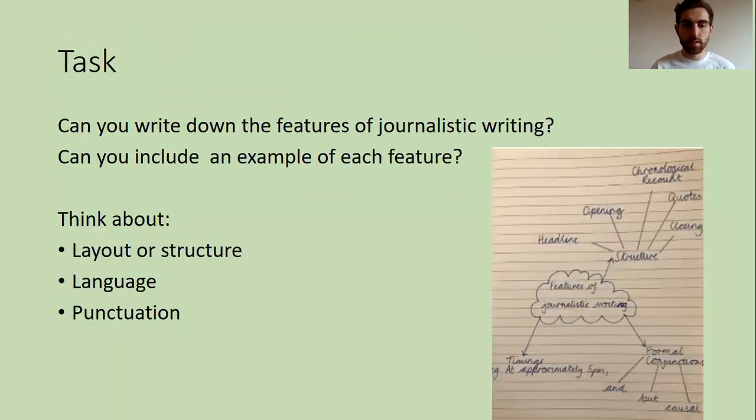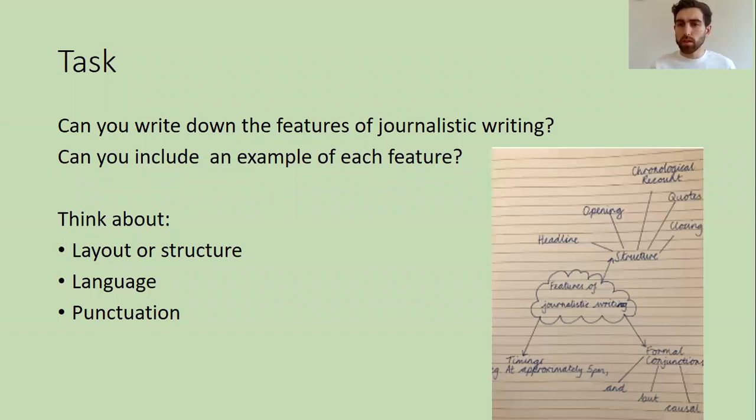Now, it's time for your independent task. We would like you to write down the features of journalistic writing. We've looked at lots of features today already, so hopefully you've got a few locked up in your head. This is your opportunity to retrieve all your learning and see what you can remember. Can you include an example of each feature? Think carefully about the layout or the structure of a report. Can you remember what those different paragraphs were referred to as? What sort of language do we need to include? And what punctuation might we see in a newspaper report?